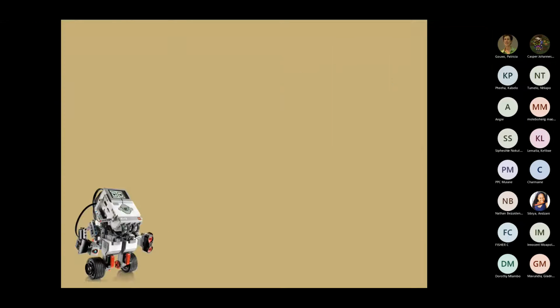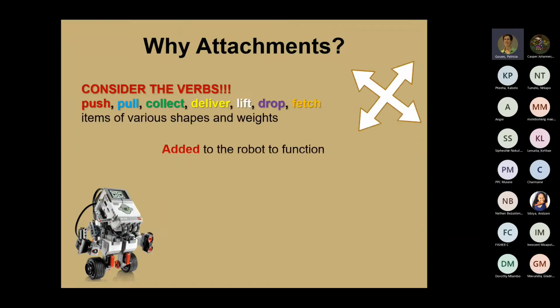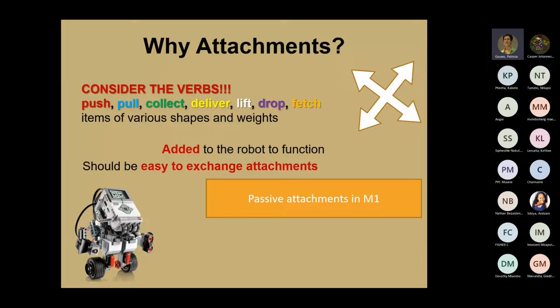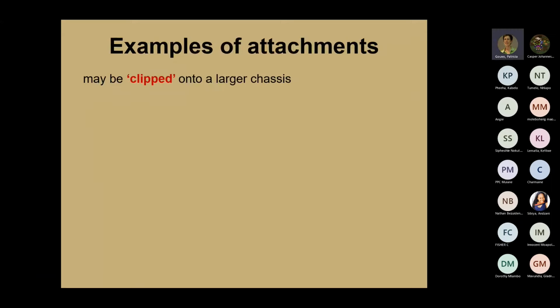Okay. So why do we need attachments? Well, if you have a robot, it's got to do things. There's verbs. So it's got to push, pull, collect, deliver, drop, fetch. So now you add an attachment to add function to the robot. But it must be easy to exchange on the robot. And so we're dealing with passive attachments in M1, and then we will unpack motorized or powered attachments in M2. All right.